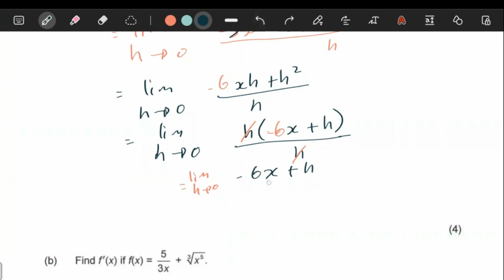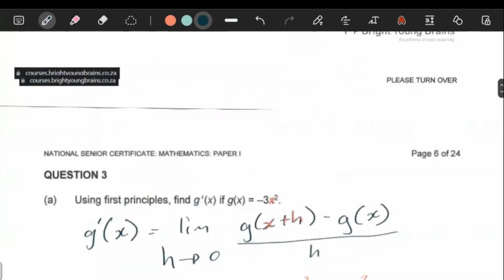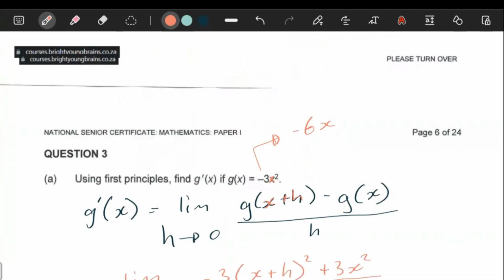But let's see. If you put 0 where h is, your first derivative is just negative 6x. Spotting the error was literally because in the beginning, your mind should already see that when you differentiate this, it's going to be 2 times negative 3, which is negative 6, and then x, because the 1 is removed from the 2.